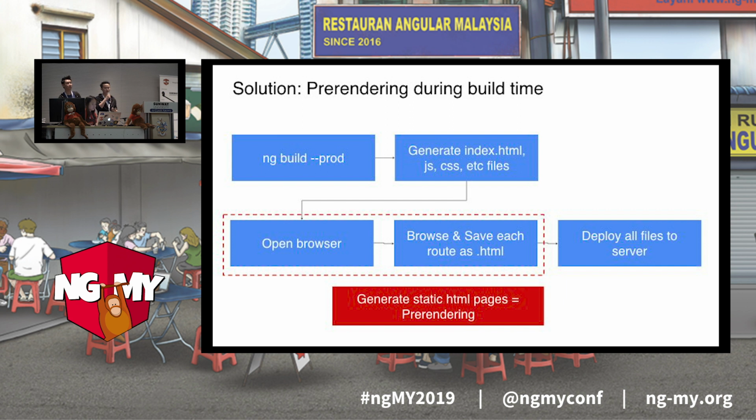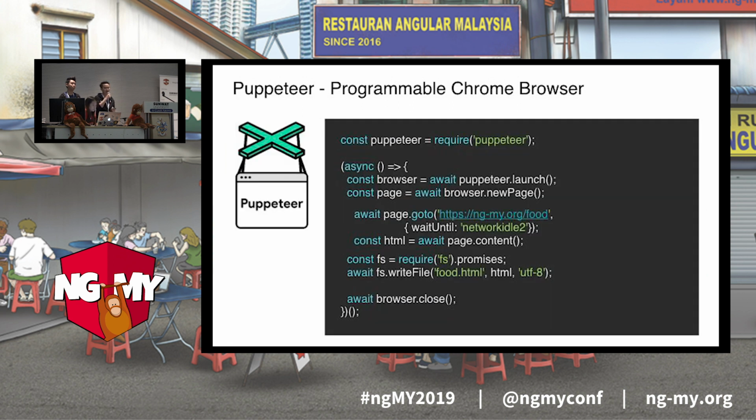pre-rendering. So in order to achieve that automatically, we need to use Puppeteer. If you have never heard about Puppeteer, Puppeteer basically is a programmable Chrome browser. At a high level, this Chrome browser will help you to launch the page, and what you need to do is just provide the URL. Puppeteer will capture the content based on the URL and then save it as a static site with the name you give.